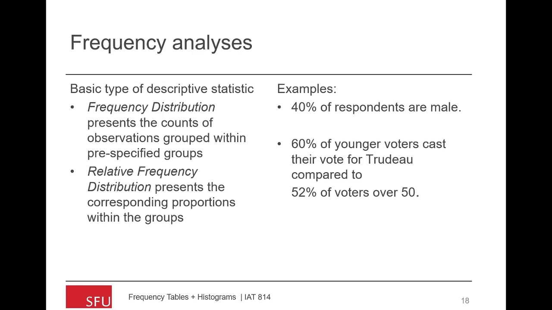We all have experience of seeing these in the popular press while reporting quantitative values. Here are some examples on the right. 40% of respondents are male, and this second example, 60% of younger voters cast their vote for Trudeau compared to 52% of voters over 50. In the second example, there are two sets of groupings going on. One is the non-overlapping sequence of age ranges: young, whatever that means, presumably one or two categories of middle-aged voters, and voters over 50. And the second is what party or what politician they voted for.